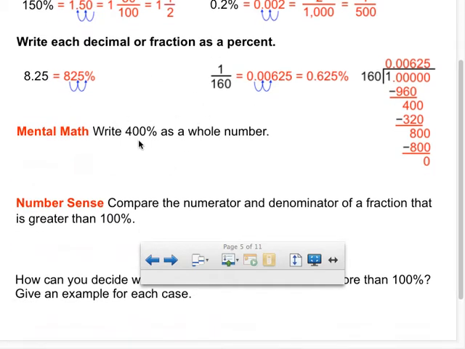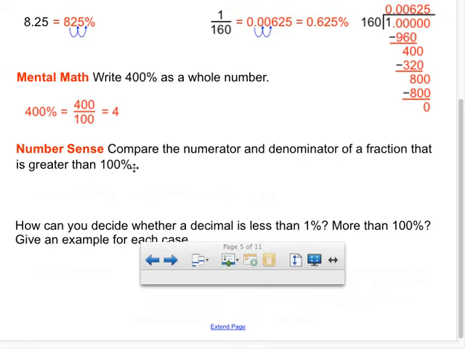Now, write 400% as a whole number. Do you guys remember what percent means? Per 100, right? So 400 per 100, well, 400 over 100 is going to be what? 4. Do you see how easy that is? Sometimes I feel like you overthink things, and then you're just like, I'm lost, I don't know what's going on. But it's that easy. That percent sign means per 100 or divided by 100. So 400 divided by 100 gives me 4.